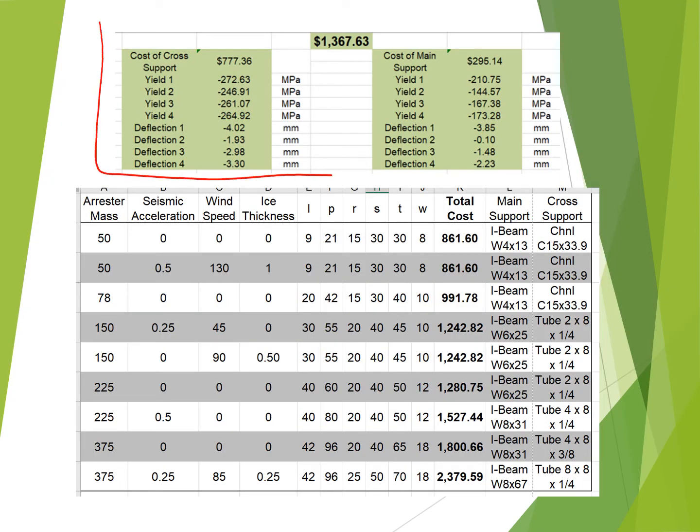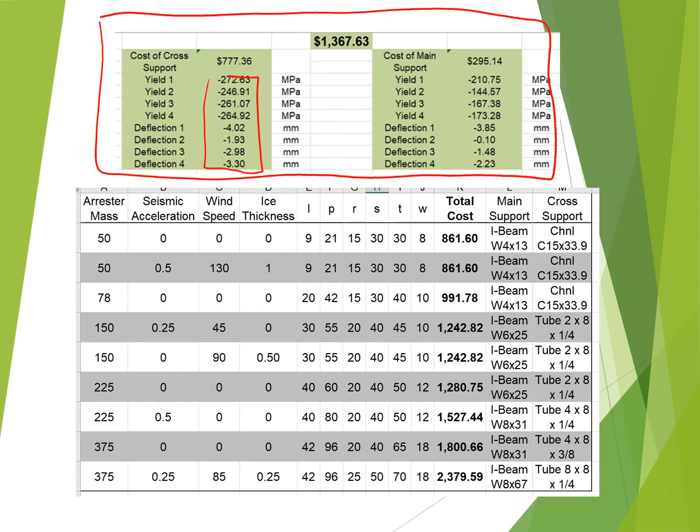Here is one example of an output. As you can see, all the cells are green because all of the constraints are less than 0. And just to show what happens, here is a list of some standard examples I ran, from small to very large, with all natural occurrences happening to it.